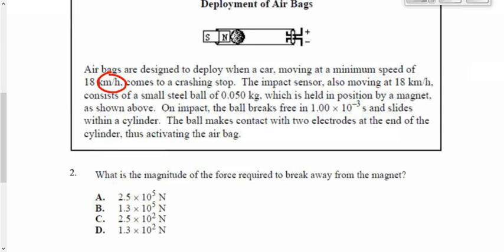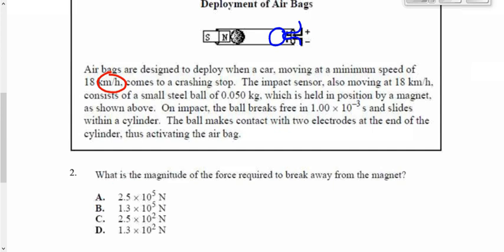The impact sensor, also moving at 18 kilometers per hour, consists of a small steel ball, which is held in position by a magnet. On impact, the ball breaks free in 1.00 times 10 to the negative 3 seconds and slides within a cylinder. The ball makes contact with 2 electrodes at the end, activating the airbag. So this ball rolls down here and ends up completing this circuit. The electricity flows through the metal ball, and then with the electricity, creates a chemical reaction in this powder, which creates a gas, not air, but some gas, really quickly, and inflates this airbag in a ridiculously short amount of time.